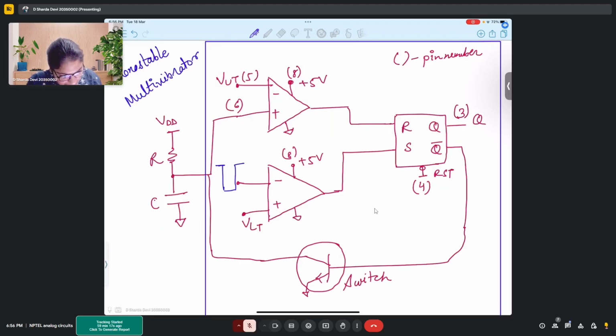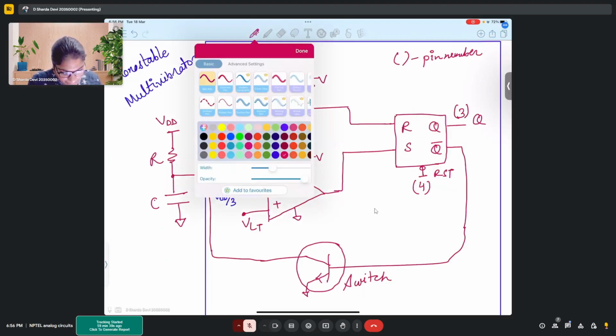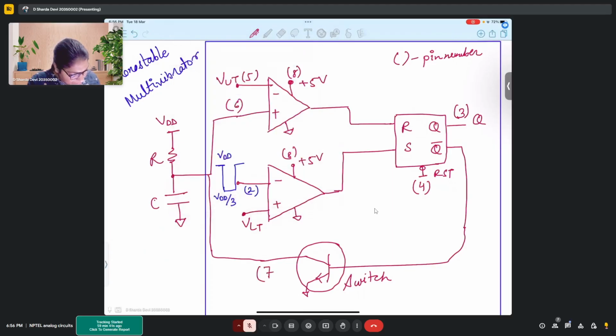And it is actually the lower value. So this is at VDD and here it is at VDD by 3. This amount of pulse is what you apply for the working of monostable multivibrator at pin number 2. And then other than that, this is pin number 7, this is pin number 4, pin number 3, all of them remain same.